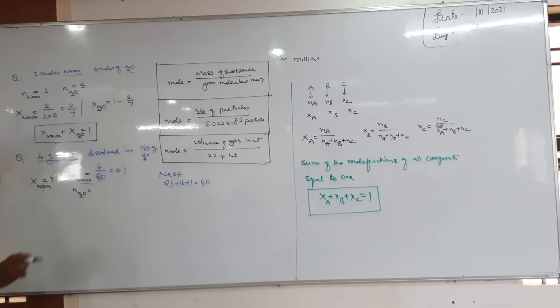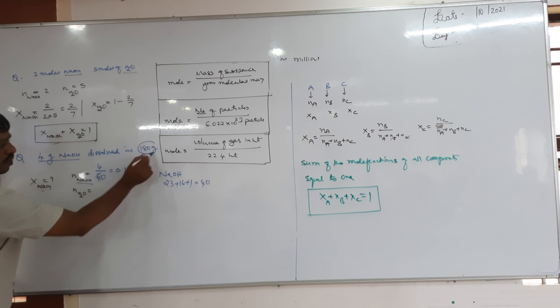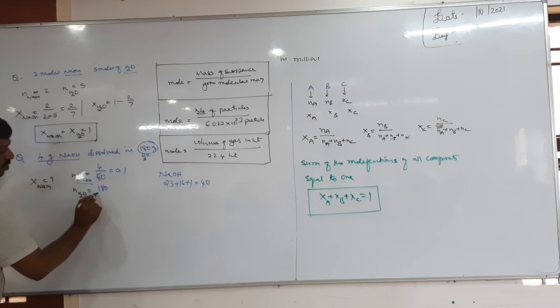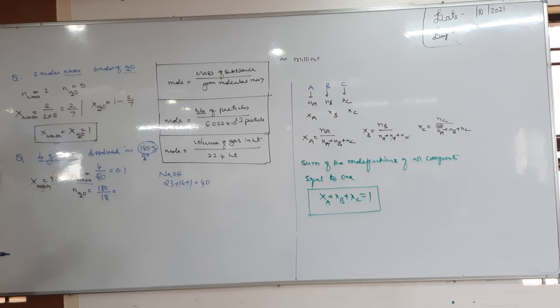0.1. Next, water, number of moles of water. What is the mass of the water given? 180 divided by 18. The molecular mass of water is 18, no? So mass by gram molecular mass, therefore it is 10. Now calculate mole fraction of NaOH equal to number of moles of NaOH, 0.1, divided by number of moles of water 10 plus 0.1. You can calculate it.